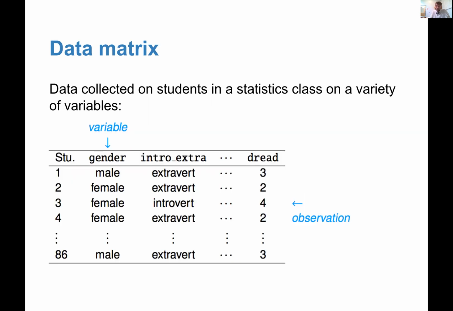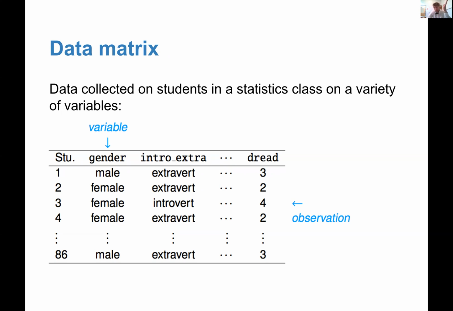So then you can collect the data. This was a large class. I think it might have been at Duke. That's where one of the instructors, one of the authors of the textbook, teaches. And so there's an index number 1 through 86. Some of the students are male, some are female, some were extroverted, some were introverted. And then their dread could have been 1, 2, 3, 4, or 5. So that's an example of how you could store data.